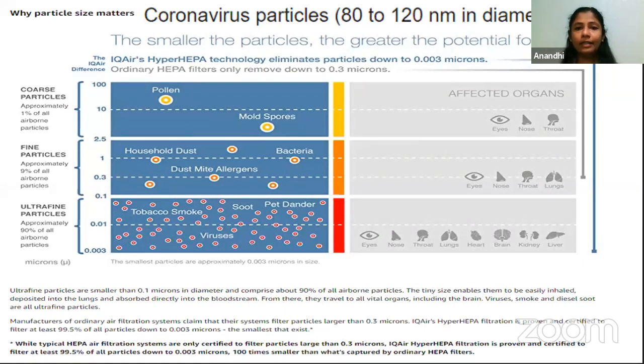And the HEPA filter that I have says it will filter even 0.003 microns. And the coronavirus particle size is like 80 to 120 nanometers. So it is much better and more efficient at cleaning up the coronavirus particles. So that's the reason why I got that hyper HEPA filtration in the office.